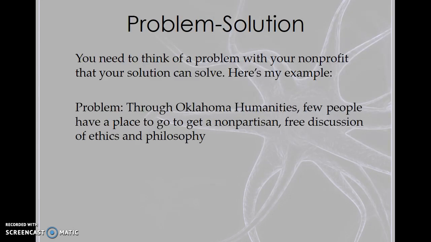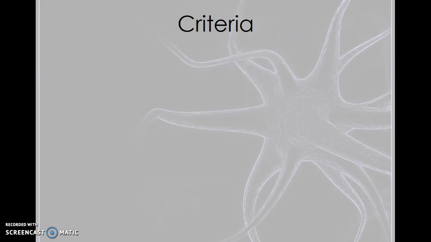Now, that problem fits within the mission of Oklahoma Humanities, and that's one reason it's a good problem, because they care about philosophy. It's in their mission statement that says that they're supposed to educate the community about philosophy. And the problem is they don't really do that through a particular avenue. So it's a problem. It can be solved. So what are the criteria for a solution? And that's where you need to think next.